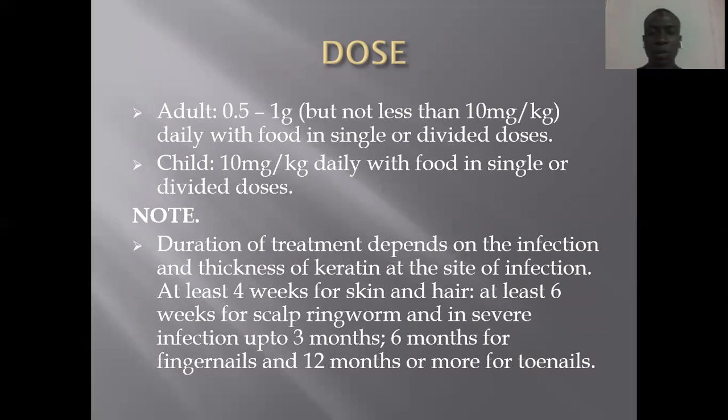Duration of treatment depends on the infection and thickness of the keratin at the site of infection. At least 4 weeks for skin and hair infection. At least 6 weeks for scalp ringworm infection. Scalp ringworm infection, we're talking about when somebody has this area. You can give this drug for 6 months for fingernail infection, 12 months for toenail infection.